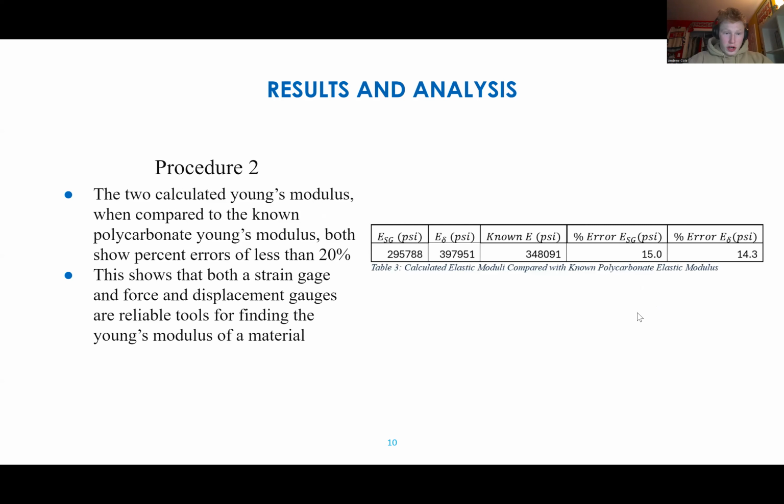For our procedure 2, we were able to use our strain gauge information to calculate the Young's modulus. We were also able to use our force and displacement data to calculate the Young's modulus in another way. We compared this to a known value found from the book of 2.4 gigapascals, which translates to 348,091 psi, and we found a percent error of 15% with the strain gauge data and a 14.3% error with our force data. Since both of those were also under 20%, it shows that it's a reliable tool to find the strain and therefore find the Young's modulus of a material.